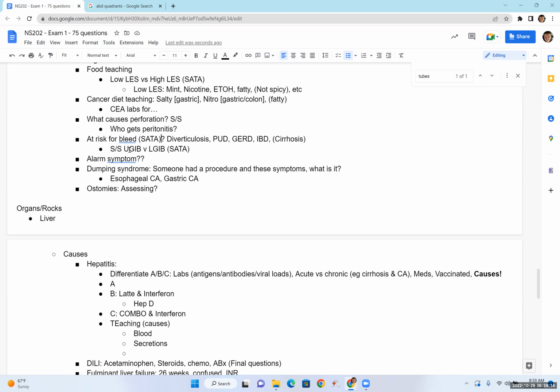All right. And again, we talked about upper GI versus lower GI, right? Could be either symptom. Again, alarm symptoms, and dumping syndrome. Who gets dumping syndrome? Someone who had their stomach resected, right? That happens in esophageal cancer, and it happens in gastric cancer. And what other cancer? Pancreatic cancer sometimes, right? If it's invading the stomach, they might have to take out a little piece of the stomach too.